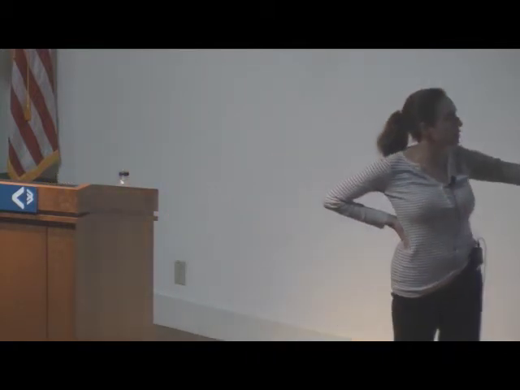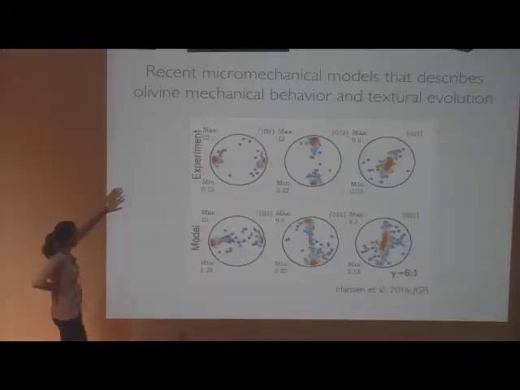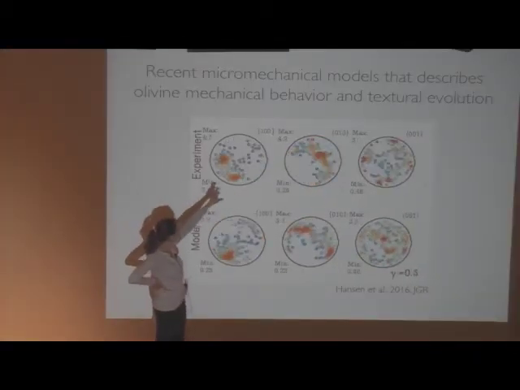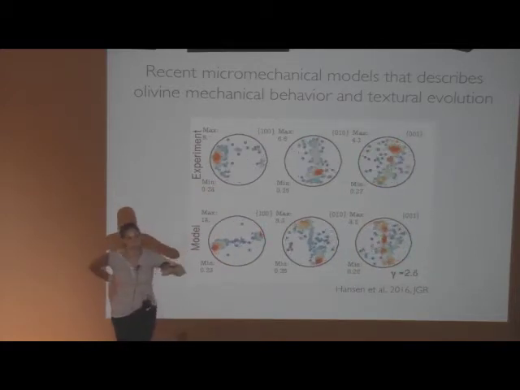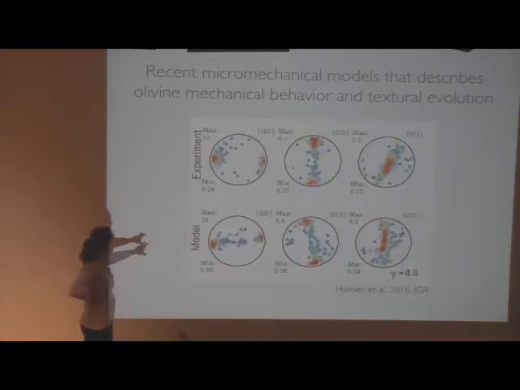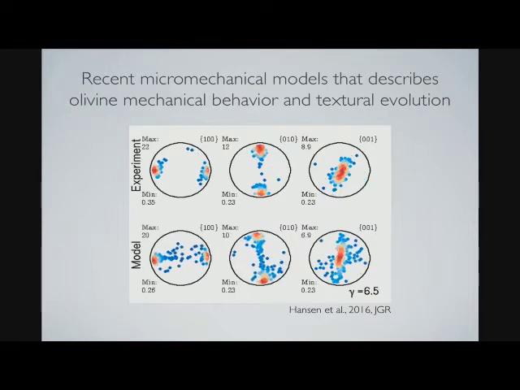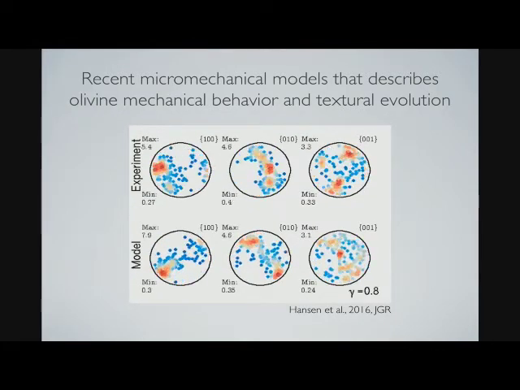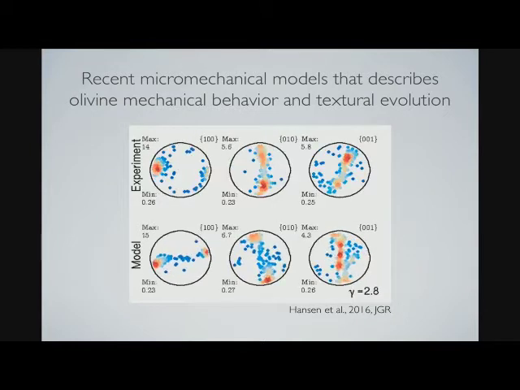There's obviously uncertainty just with the corner flow model, so it gets worse if you're going to put this in a more complex flow field. But I will put a plug for some work led by Lars Hansen, which was taking a set of experiments. The top video is the LPO evolution as a function of strain in experiments, and then this is a model that we developed that also shows the development of that LPO. That model is designed to be incorporated into geodynamic models.